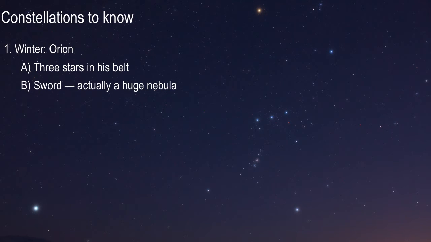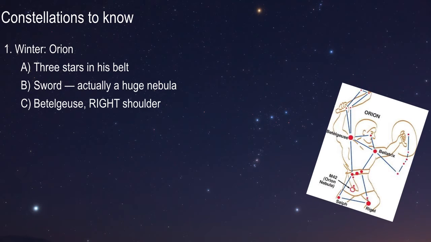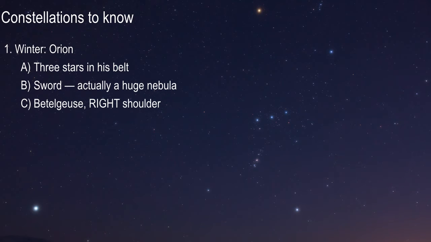This is the sword down here. There's actually a huge number of baby stars in there. Here's the diagram, for comparison. And you can look this all up. Orion. I mean, if you look up Orion on the internet, constellation, you're going to find zillions of pictures and diagrams and stuff. Anyways, this is a pretty good one.